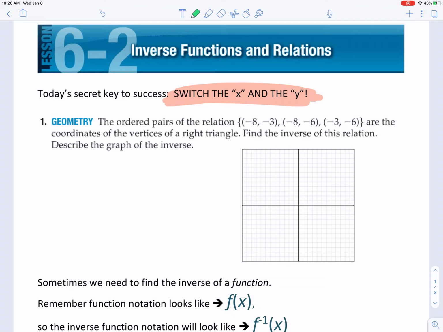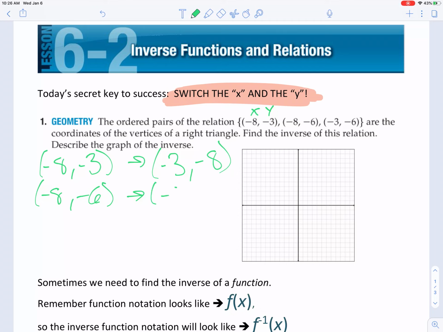If you have a point, and points are always given to us in the form x, y, then just switch it. So -8, -3, switch it. -3, -8. Seriously, that easy. Okay, do the next points. -8, -6. This is going to become -6, -8. And last but not least, -3, -6 is going to become -6, -3.